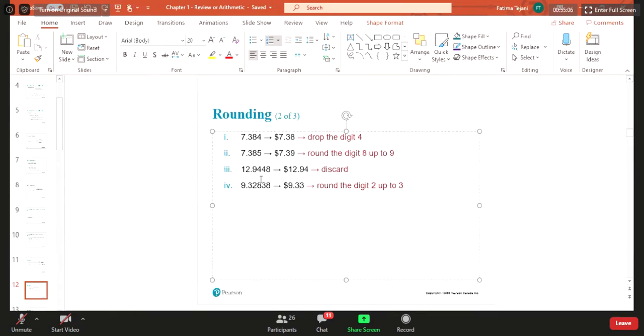Like 12.9448. So it's 4, right? Though the next one is 8, it's 4 in this place. So you put it up 12.94. 9.32838. So you just change it to 9.33. Round the digit. Okay, so you know the rounding. I know somehow you know the rounding, but it's just that we understand how you do that. Some people might not be still aware.